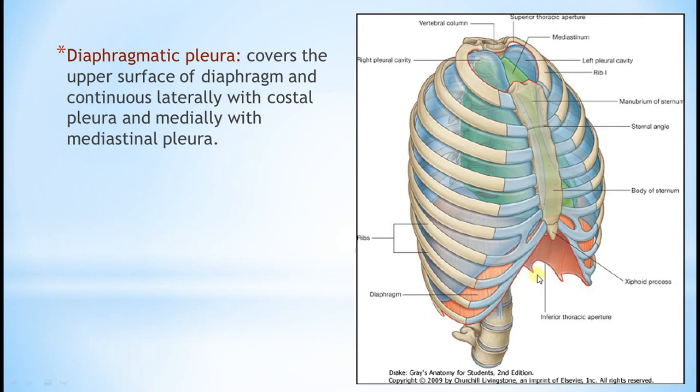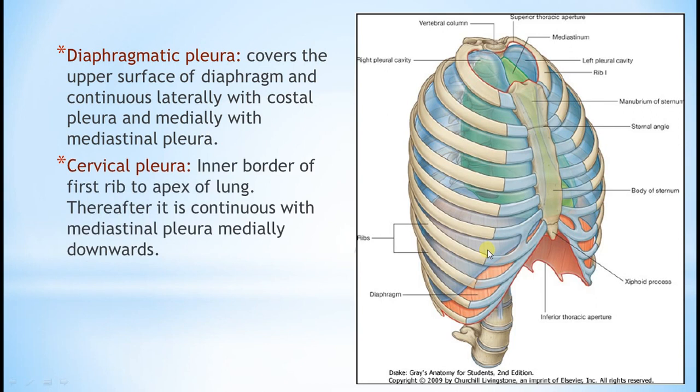Now if you look at the pleura, this is the diaphragm, and the pleura which is lining the upper surface of the diaphragm is called the diaphragmatic pleura. Okay. So this is the diaphragmatic pleura, and if you trace it laterally, it continues as the costal pleura. Same way, as you trace medially, it gets continuous with the mediastinal pleura. So the diaphragmatic pleura laterally is continuous with the costal pleura, medially it is continuous with the mediastinal pleura.